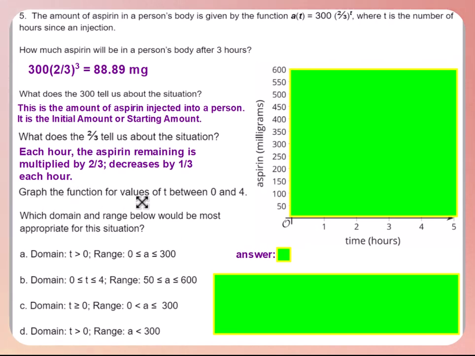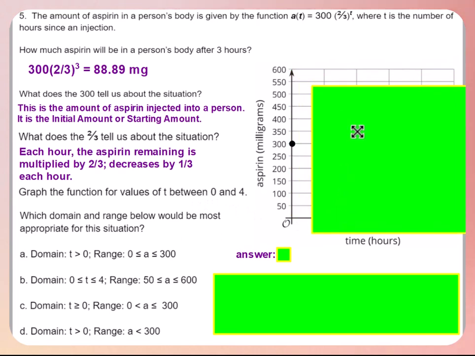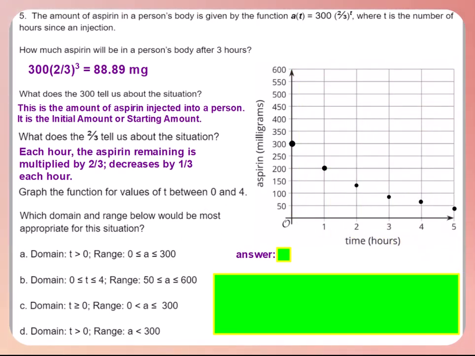You're asked to graph the function for the values of t between 0 and 4. So I put this in Desmos, or I put it in a table. And at 0, we start with 300. At 1, we're at 200. Okay, 200 times 2/3 brings us down, don't have that exact amount, 200 over 1 times 2/3 is going to be 400 over 3.